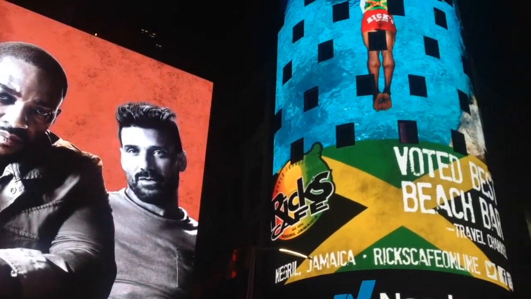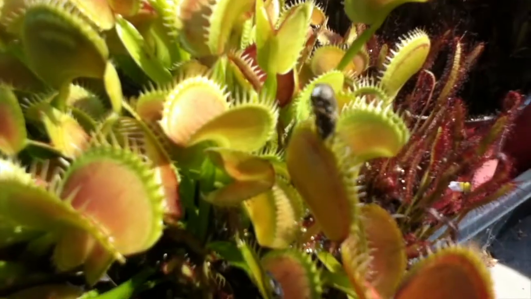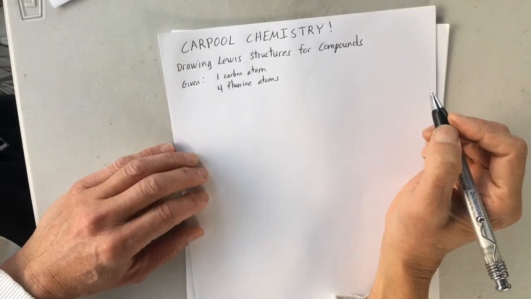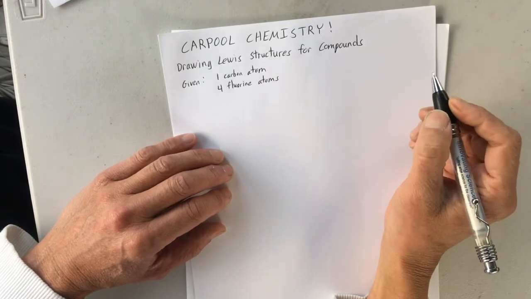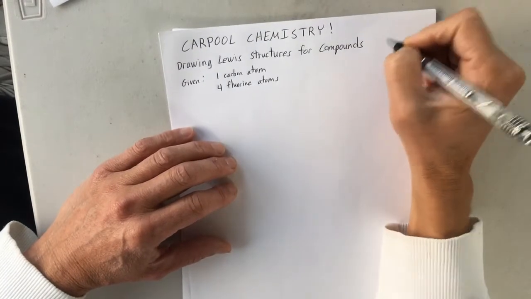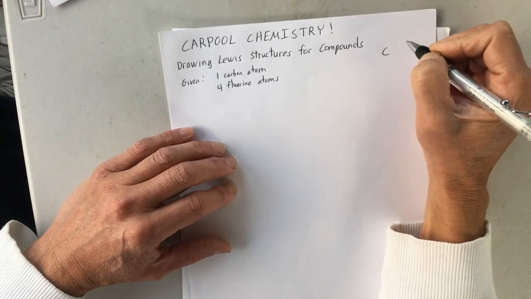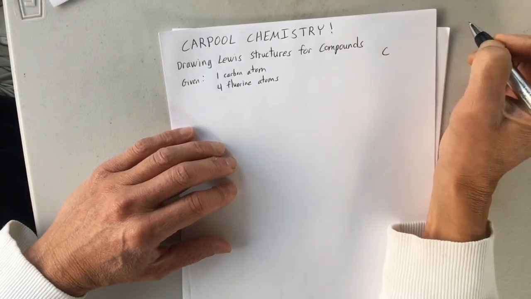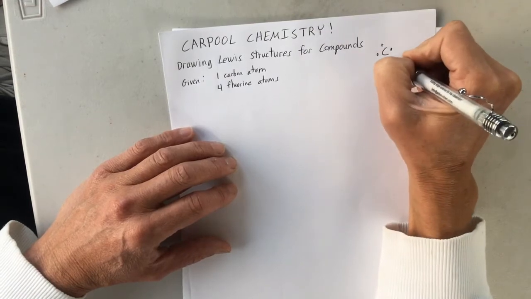But we're here today to do some Carpool Chemistry. Today, we're going to learn how to draw Lewis structures for compounds. In a previous edition of Carpool Chemistry, we learned how to draw the Lewis dot structure for a single atom. For example, carbon has 4 electrons in its outer energy level, so we put 4 dots around carbon, like this.